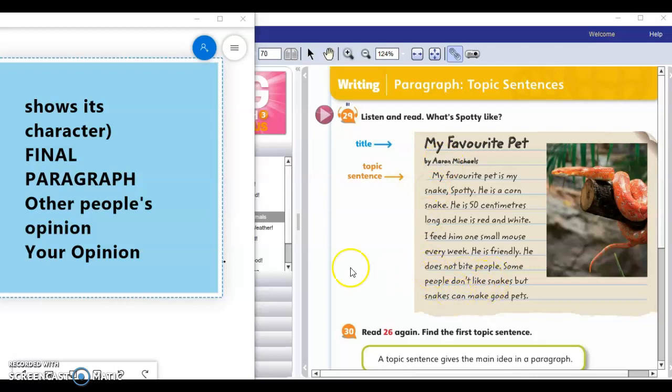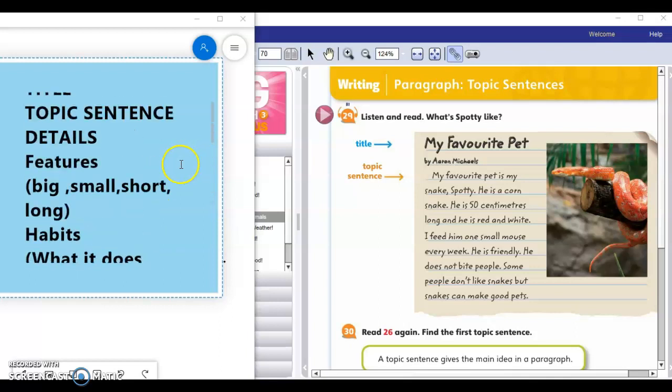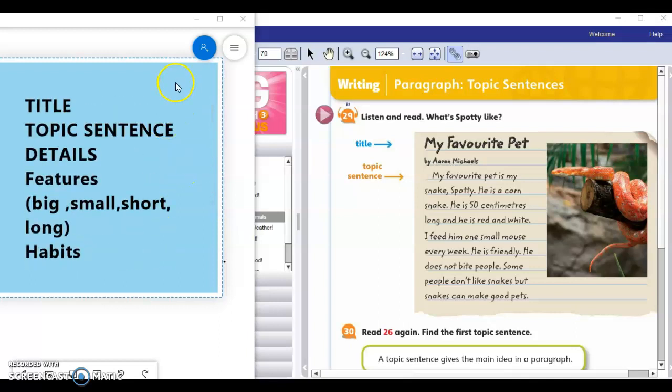Okay, so all these things make a paragraph. So let's go over to see all the special characteristics that we need to remember when we write a paragraph. First of all, it has to have a title. Here, it's My Favorite Pet. Don't forget also to write your name by, here we have Aaron Michaels.